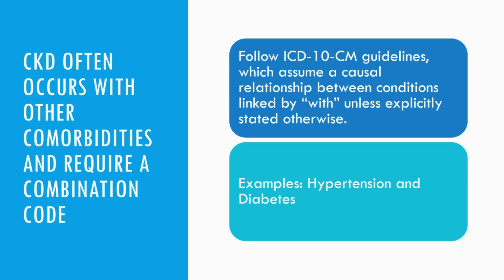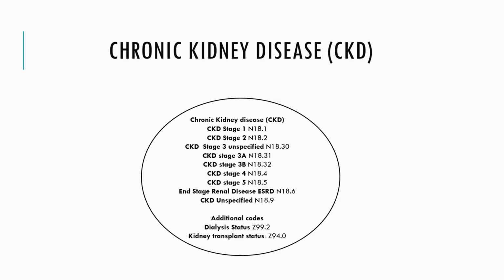When coding CKD and its comorbidities, always follow the ICD-10-CM guidelines. A key rule to remember is if a condition is listed with the term "with" in the alphabetic index, ICD-10-CM assumes a causal relationship unless the provider explicitly states otherwise. That means you don't need to look for a direct statement linking the conditions. The ICD-10-CM already makes those connections for you.